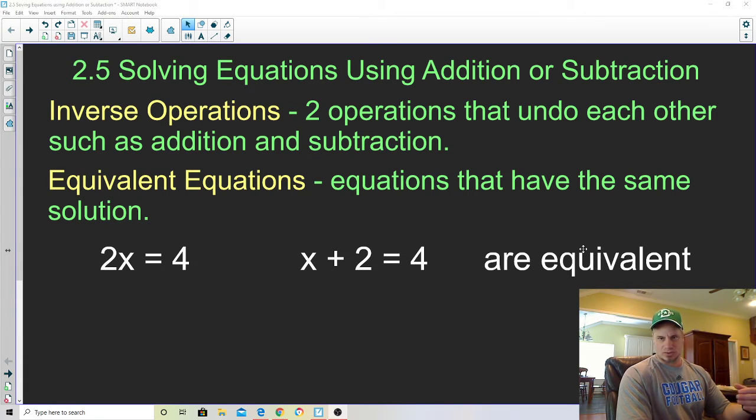The larger equations you're not going to be able to do mentally, so you have to know the steps to get the answer. We're going to learn on some very basic equations. Today, we're going to basically solve using addition and subtraction. Just basically one step, maybe two.